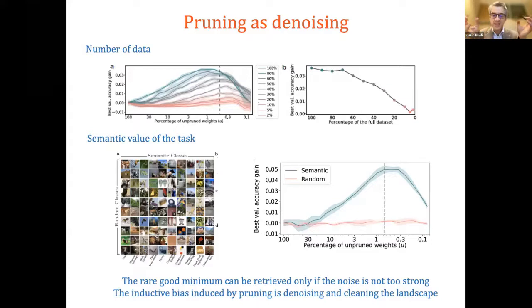From the point of view of the landscape, what pruning is doing is this: when you start from a random initial condition, you have a lot of weights which are just noise. They are not really useful, but they are there, and they hamper the evolution of the good ones, which are related to the structure of the data. Pruning progressively kills all these useless directions, useless weights, and leaves the weights which are important and which match the structure. So this is what I said at the end: the inductive bias induced by pruning is really related, in a certain sense, to denoising and cleaning the landscape.